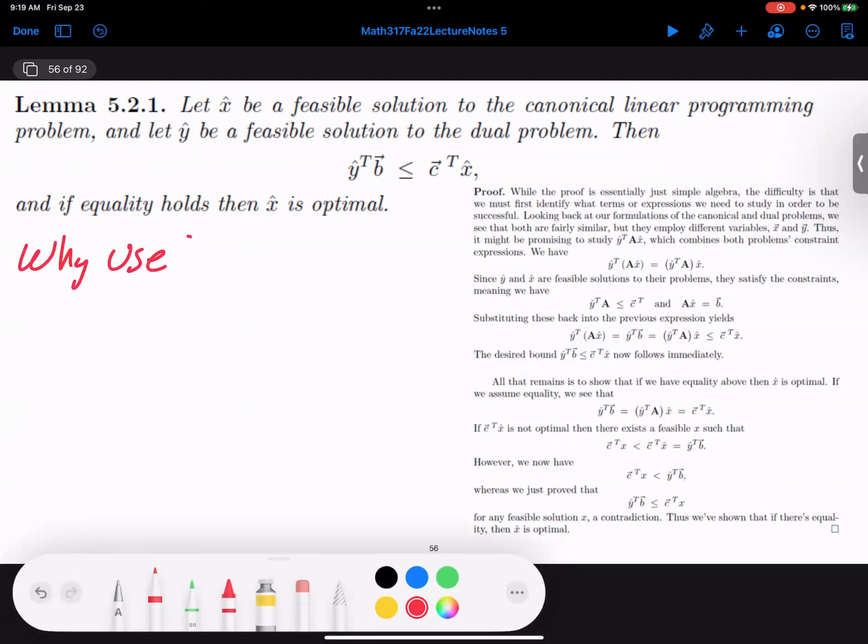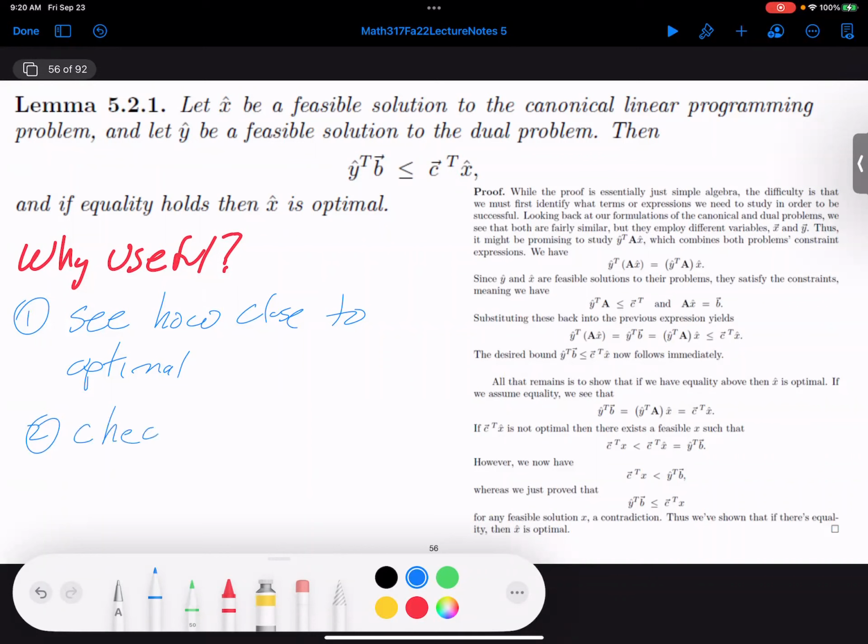So why is this useful? So why is this lemma so great? Good. You can see how close to optimal. And the second related to this is we have a check to see if optimal. And it is easy.